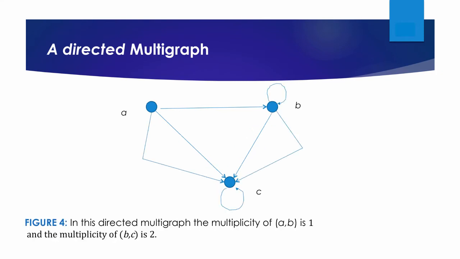A directed multigraph may have multiple directed edges. When there are m directed edges from the vertex u to the vertex v, we say that (u, v) is an edge of multiplicity m. So in this example directed multigraph, the multiplicity of (A, B) is 1, and the multiplicity of (B, C) is 2.